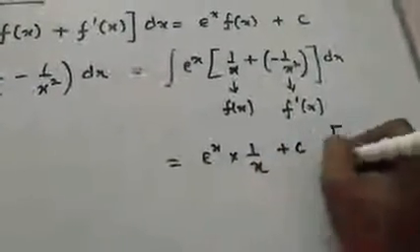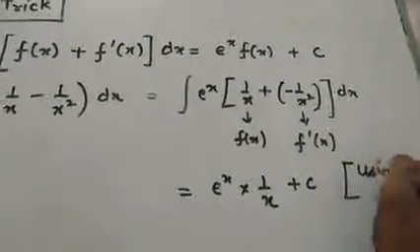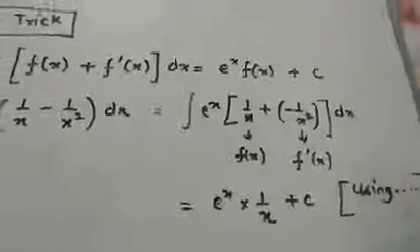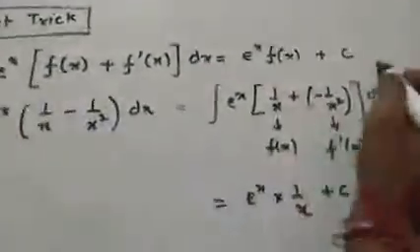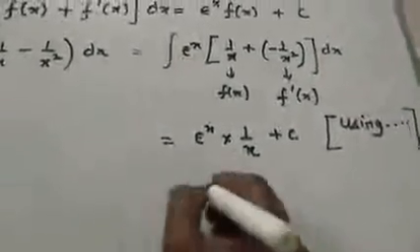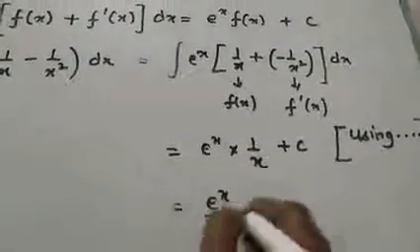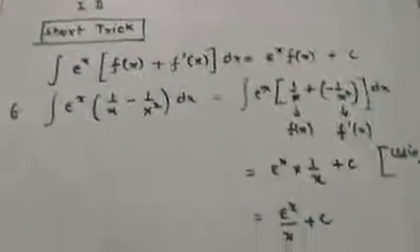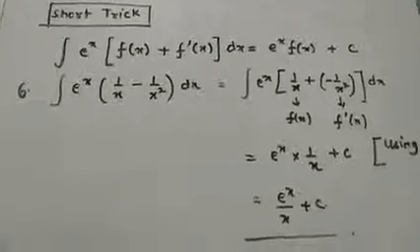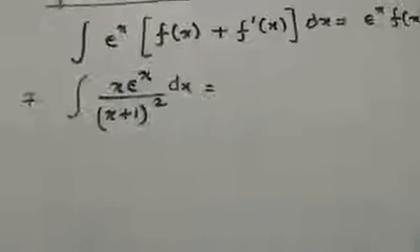You have to remember to mention here, using, and the dots mean that short trick. You have to write this full line, and finally our answer is e to the power x by x plus c. Clear? That was question number 6. Okay, now question number 7.